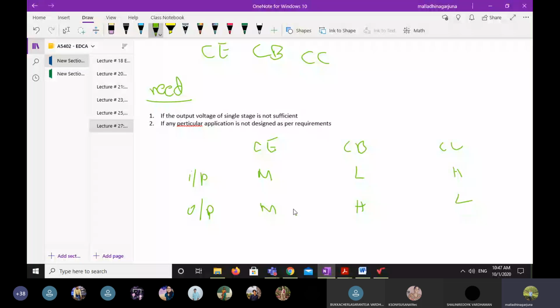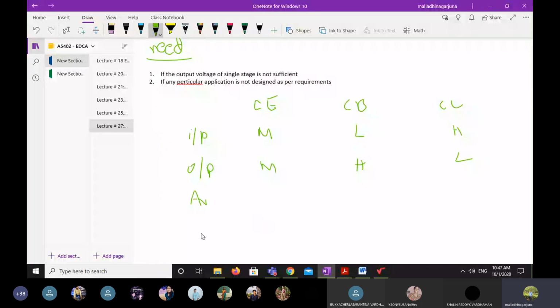We know the voltage gain and current gain also, so I will write those two also. It will be useful for us. The voltage gain for the CE amplifier is high, for the common base amplifier it is very high, and for common collector it is less than one. The current gain for CE is high, for CB it is less than one, and for CC it is very high. So these are the basic characteristics of CE, CB, CC amplifiers: input impedance, output impedance, current gain, voltage gain.